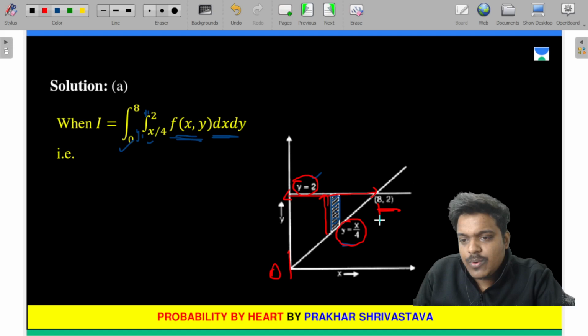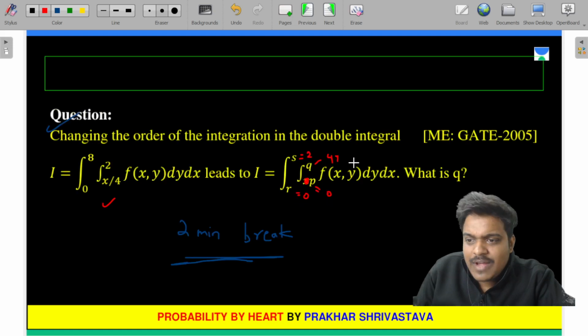Now dy dx. I hope that this is crystal clear to you. Here r is equal to 0, s is equal to 2, p is again 0, and q is equal to 4y. So what is the value of q? q is equal to 4y. That's it. This is how you solve a question. So see, horizontal strip, you are taking 0 to 4y, 0 to 2. This is not capital Y, this is small y. Is it clear? So again, chalo, let us take another question.